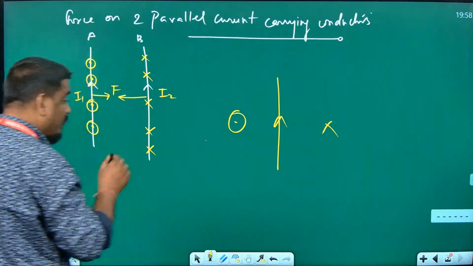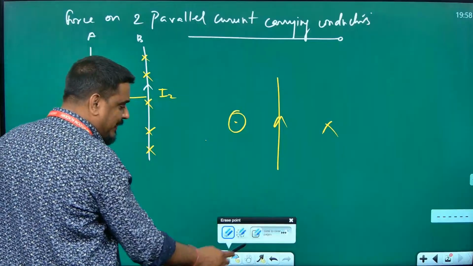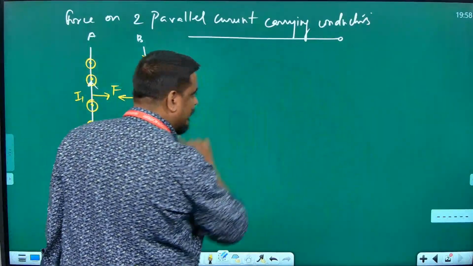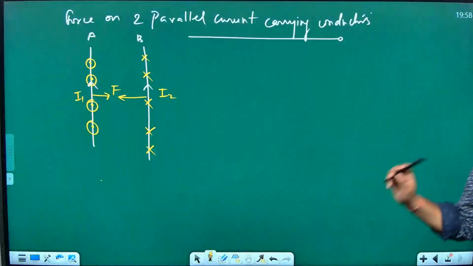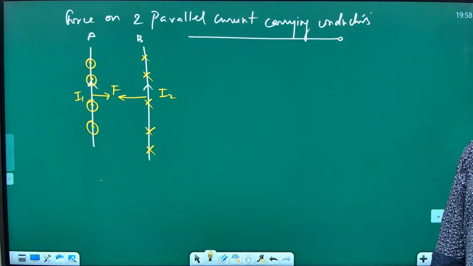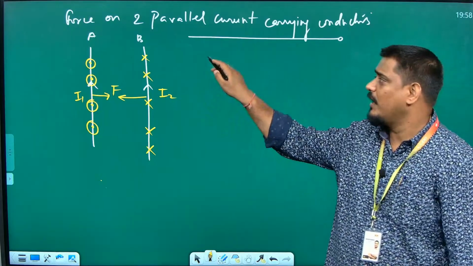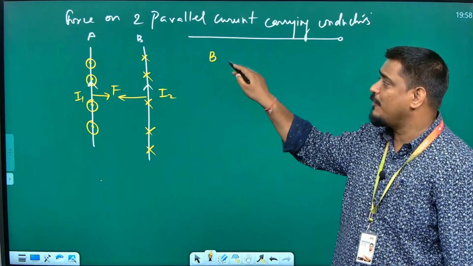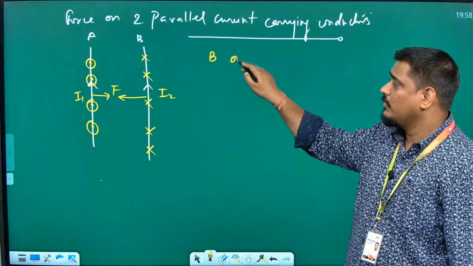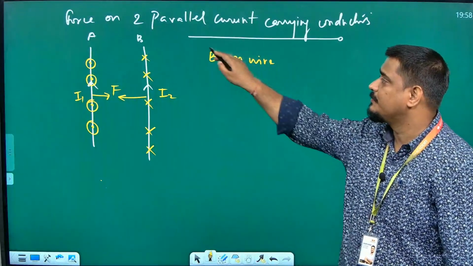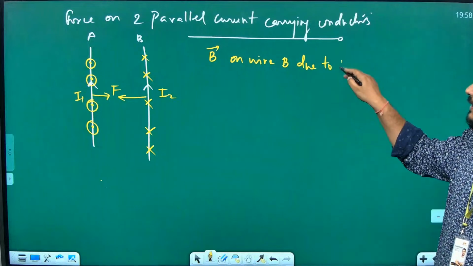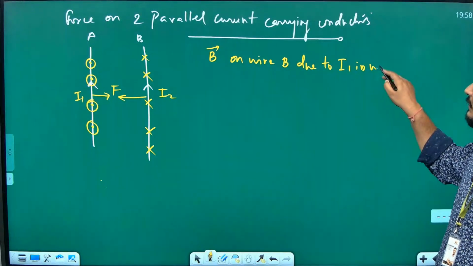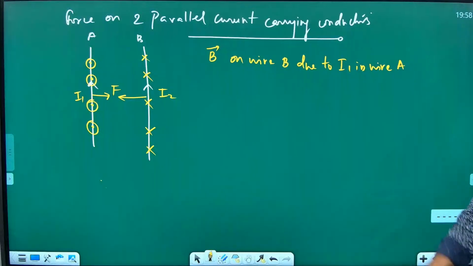Because we have to find it step by step. Please understand this derivation, then you can copy it. No problem in writing anytime. Anyhow, this video is going to be there. So please pay attention in the derivation part. So first, I am going to find the magnetic field on wire B, due to current I1 in wire A. Do you agree with me?